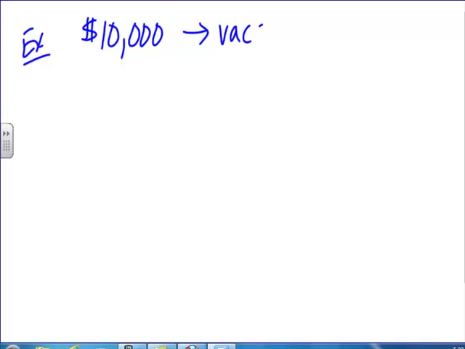So, let us pretend for a moment that you, say, won $10,000. And you decide to put it in the bank, and then you're going to use it as a vacation fund. And you decide that every summer you're going to take out 7.5% of your money.